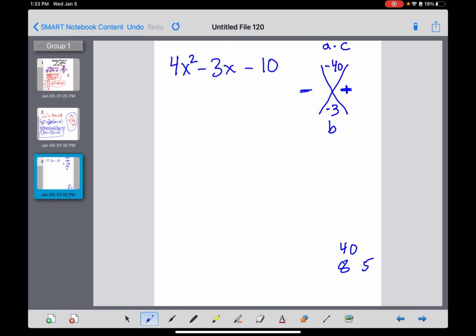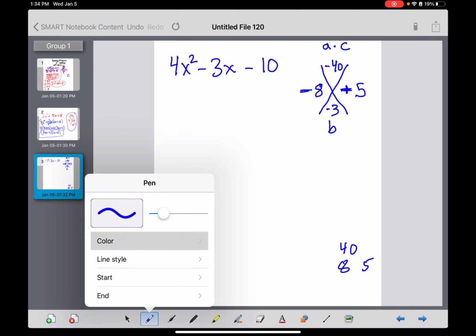Which one's positive, which one's negative? Which is positive, the 8 or the 5? The 8 is going to be negative, right? The 8 is going to be negative and the 5 is going to be positive. Negative 8 times 5 is negative 40. Negative 8 plus 5 is negative 3. It works. Step 1, done.